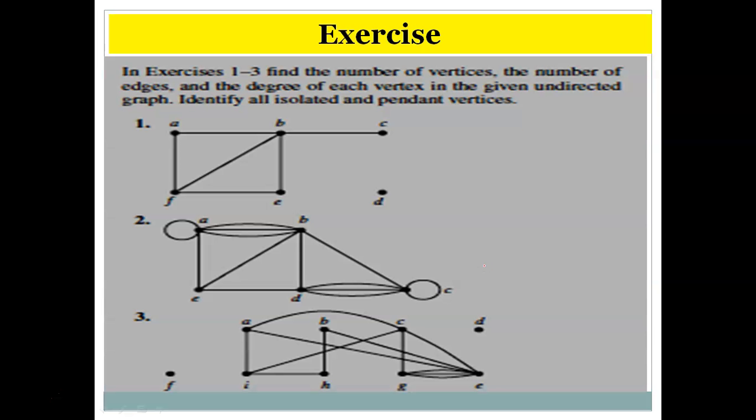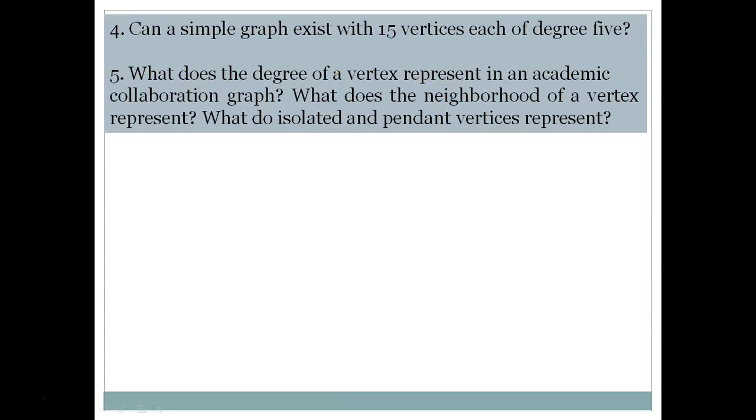So this is the exercise for your practice. In these 1, 2, 3 exercises, find the number of vertices, the number of edges, and the degree of each vertex in the given undirected graphs, and identify the isolated and pendant vertices. So in each of these graphs, do all the things. Now, the next question is, can a simple graph exist with 15 vertices, each of degree 5? So you should try to do this.